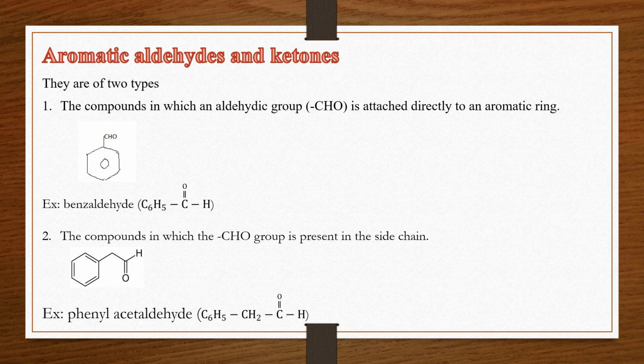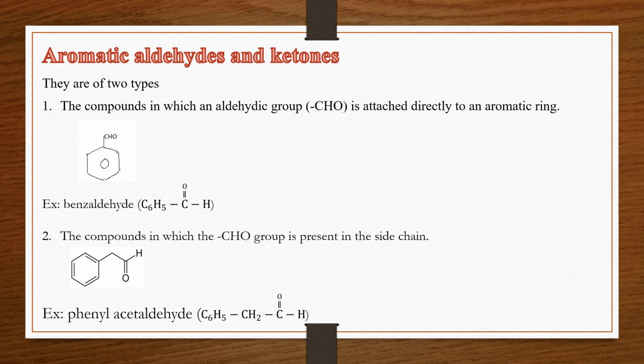Next, coming to aromatic aldehydes and ketones. These are of two types. What are the two types under aromatic aldehydes? Look at the first one. The compounds in which an aldehydic group, what is aldehydic group, students? C double bond O H, or together we can call it as CHO group, is attached directly to an aromatic ring, that is, attached directly to a benzene ring.